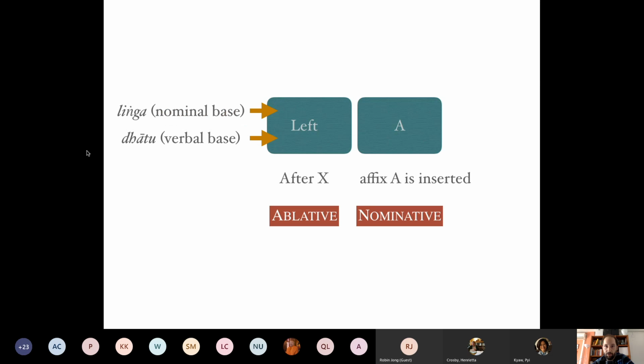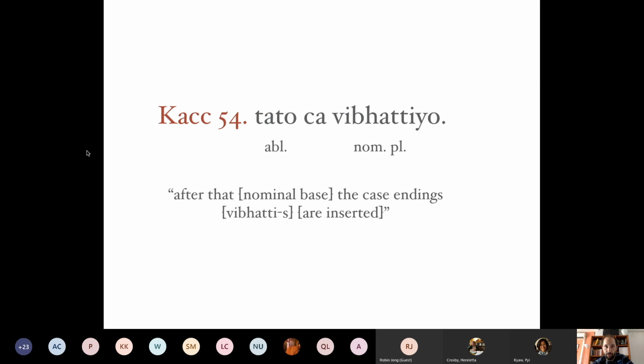And so you know from the previous rule that the ablative expresses the left context. That means after something. And the right represents the item that is going to be inserted. So here, tato means after that. We can obviate the cha. And vipattiyo is a nominative plural. I'm already giving this information. And that means that after that, the case endings are added. So far, we cannot understand much from this rule, but that's what we would get. We need other rules to intervene in order to go on with the operation.